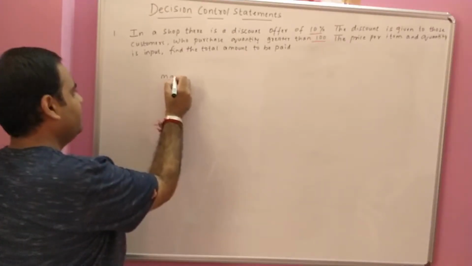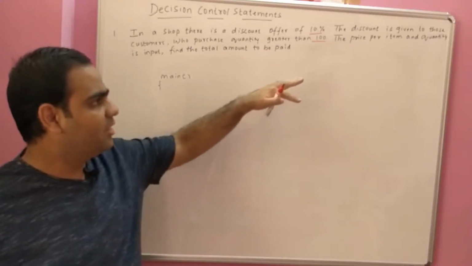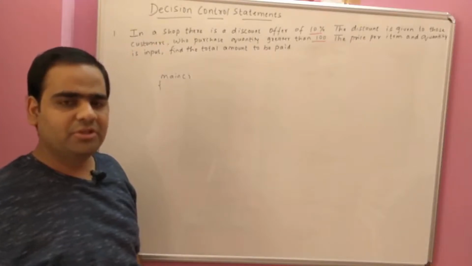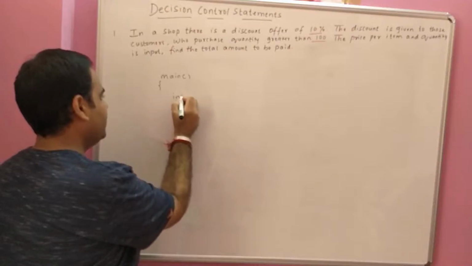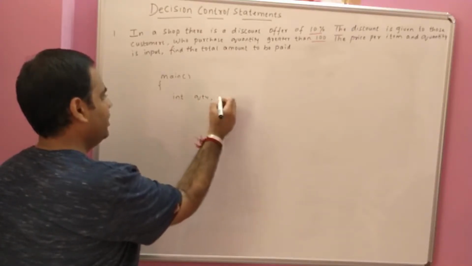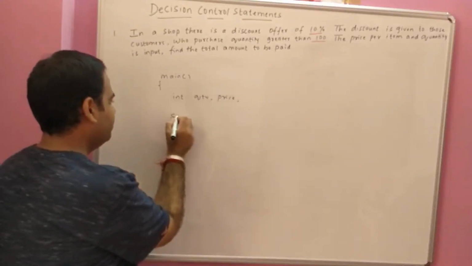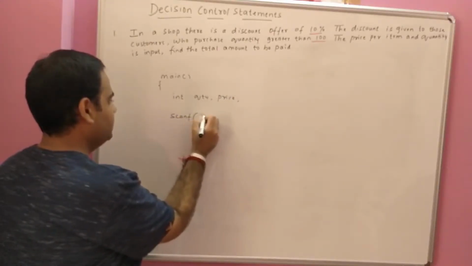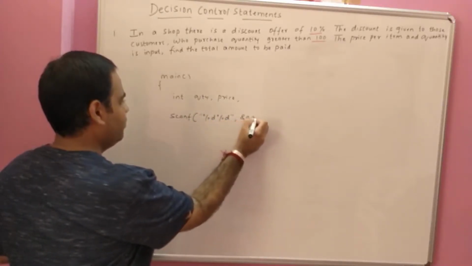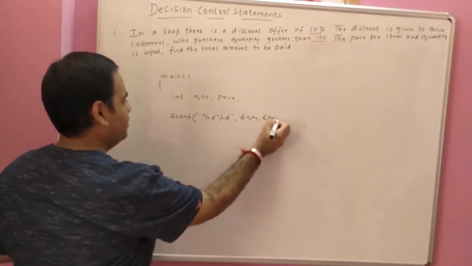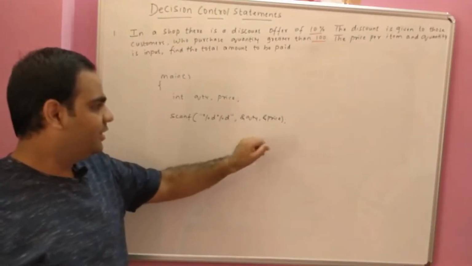We say int main, and the two things we need are price per item and quantity. Now the question comes, what should be the data type? We can take integer as the data type. We say int quantity and price, and we need to read it. We say scanf %d, ampersand quantity, ampersand price. How do we calculate the total amount? It is quantity into price.